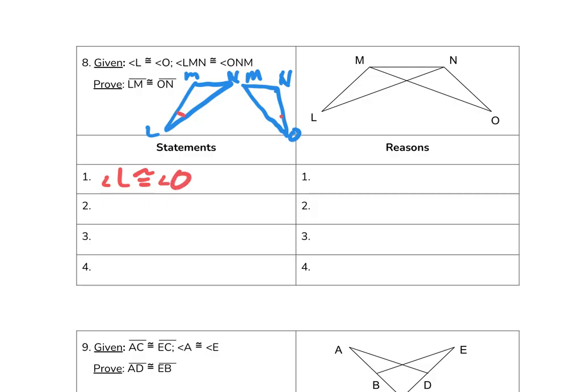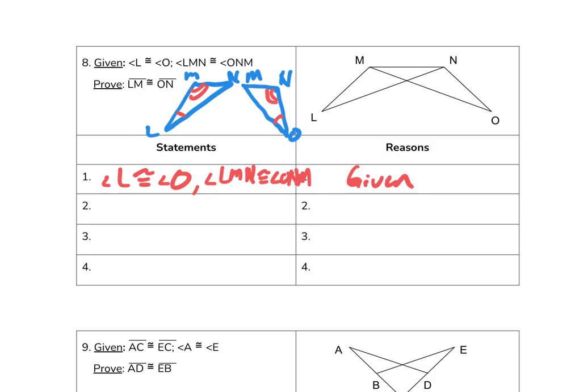Angle L is congruent to angle O. Angle LMN is congruent to angle ONM. And all of that is given. Okay? And that's the way I typically like to do it. Okay, those are the pieces that are given to us.